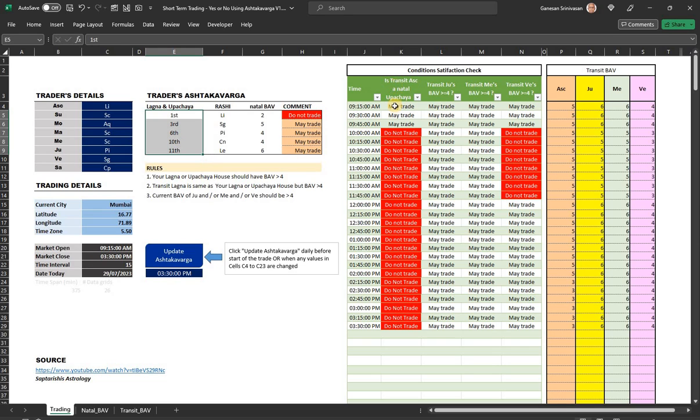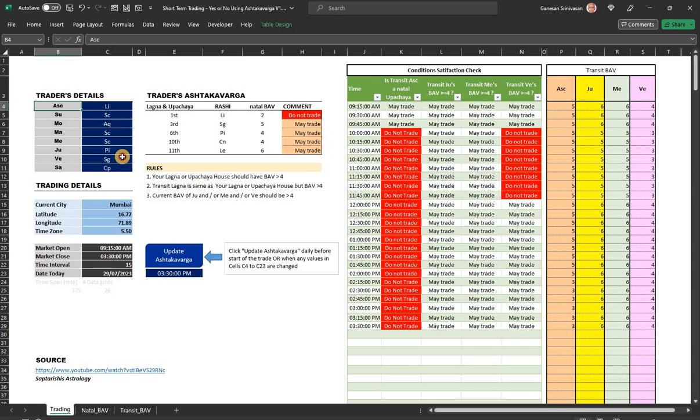So that is one criteria: is the transit ascendant a natal upachaya? So that question is answered. And then for the transit itself, we have to track both the transit as well as the natal chart.